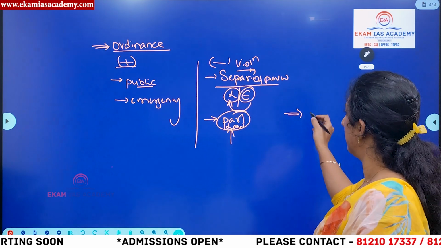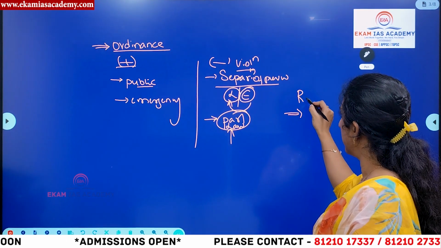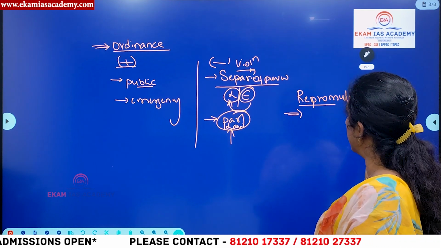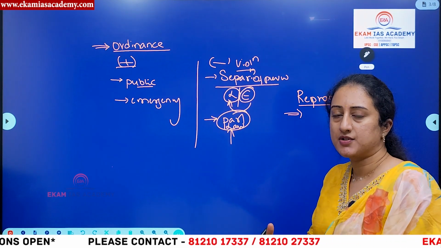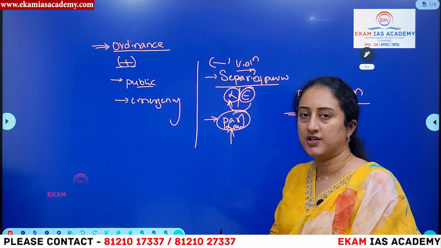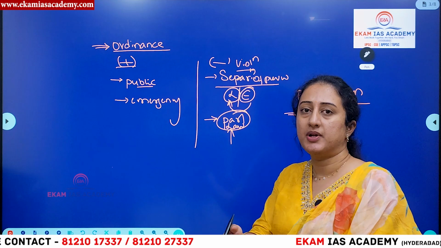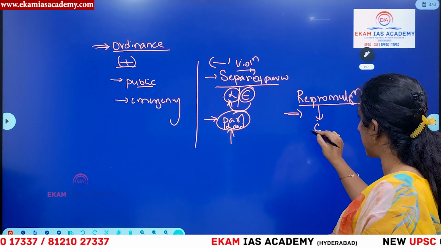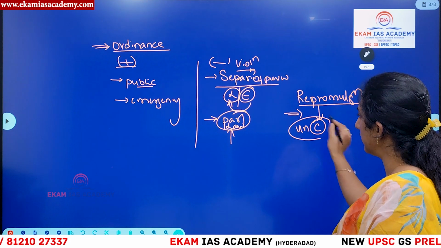At the same time, we also have to keep in mind repromulgation of the same ordinance. That means once after the 6 months or 6 weeks of time, if you're repassing the ordinance because you definitely know that the bill will not be passed in the legislature, then repromulgation of the ordinance is unconstitutional according to the Supreme Court.